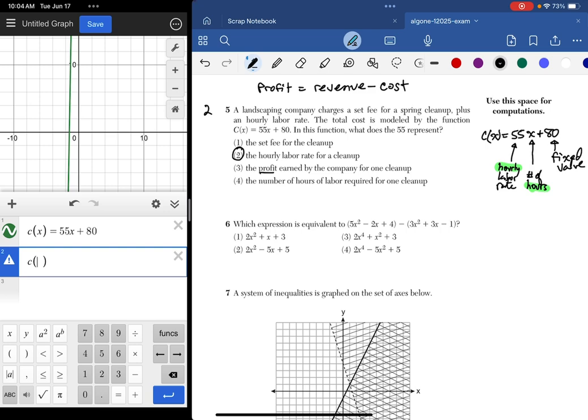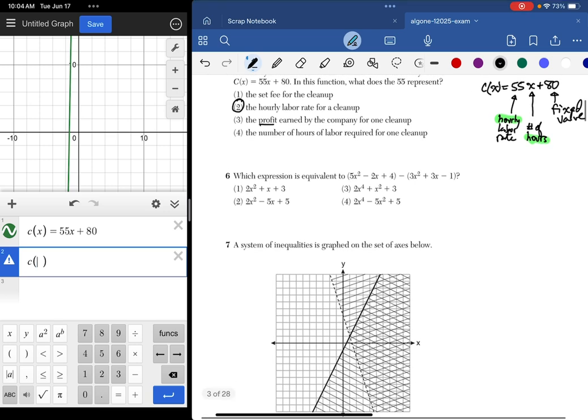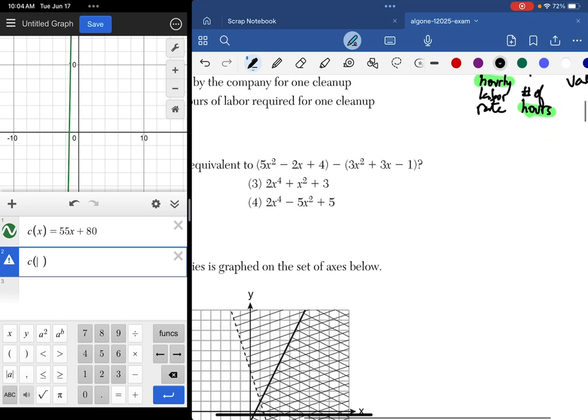Number 6, which expression is equivalent? Looks like we got the difference between two polynomials. I can distribute my negative here. So I'll write it down here. 5x squared minus 2x plus 4. I'll drop the parentheses there because we're not operating on that. We're not multiplying it by anything or anything like that. Minus 3x squared minus 3x plus 1.